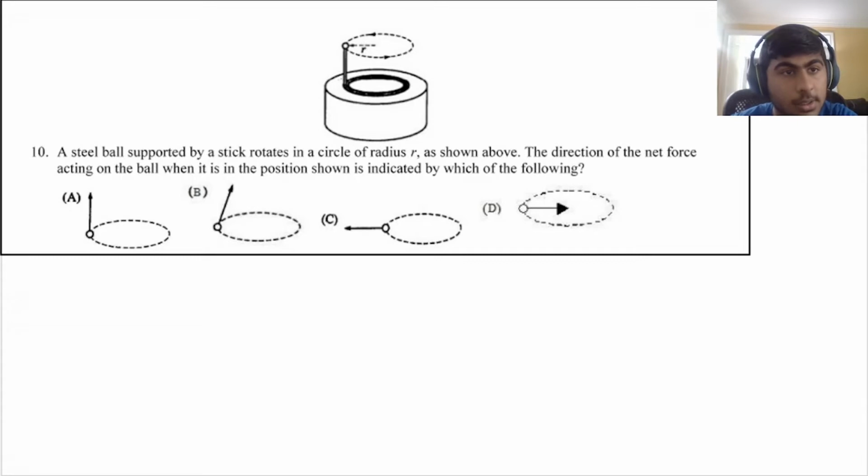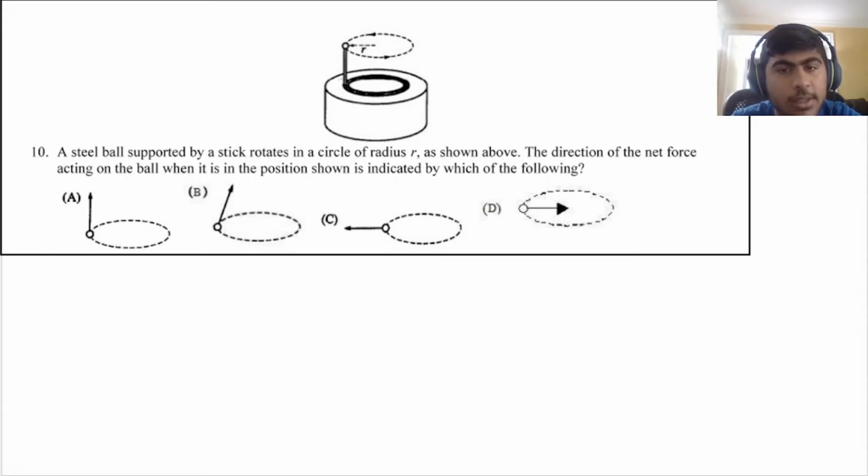We are still not to some numbers yet. I promise we'll get there. But in the meantime, a steel ball supported by a stick rotates in a circle of radius r as shown above. The direction of the net force acting on the ball when it is in the position shown is indicated by which of the following? So recall that the net force is just mass times acceleration, and since mass is just a scalar, the direction of the net force is going to be determined by the direction of acceleration. So what they're really asking us for here is just what direction the acceleration is going in.